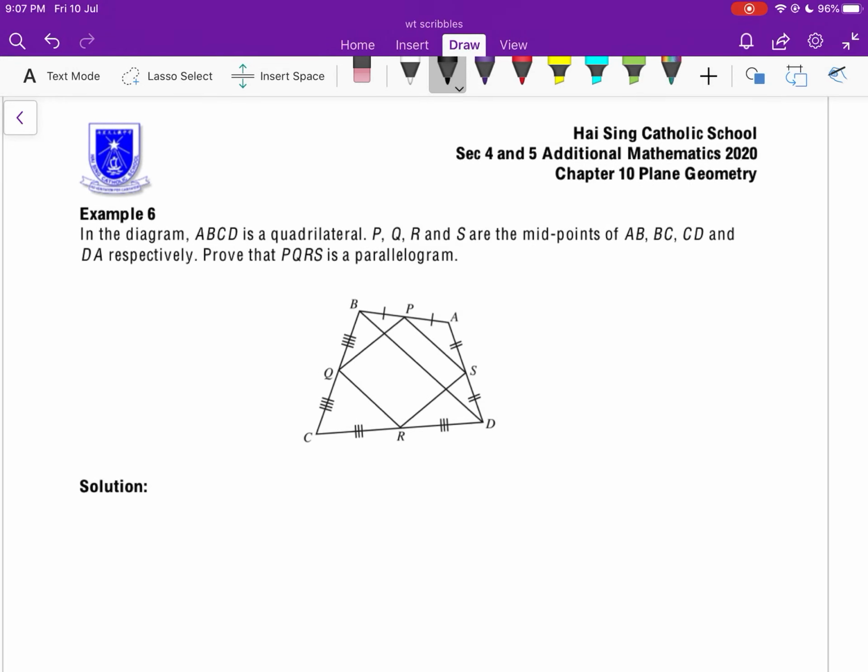You might want to pause this video again and attempt this question. Okay, so let us go through this question together. I hope you have done this question. This question has an introduction: ABCD is a quadrilateral. So we are looking at the whole figure ABCD. PQRS are midpoints of AB, BC, CD, and DA, respectively. So prove that PQRS is a parallelogram.